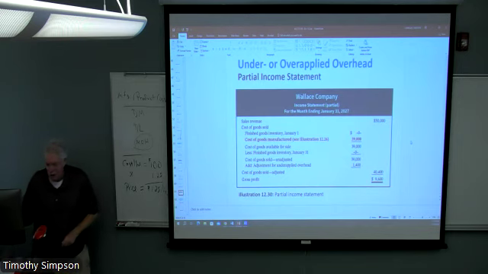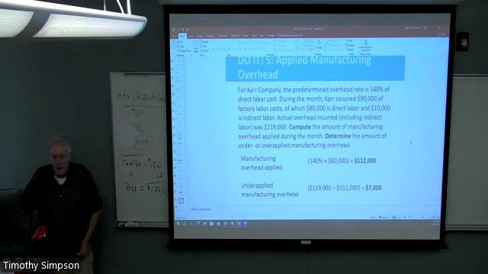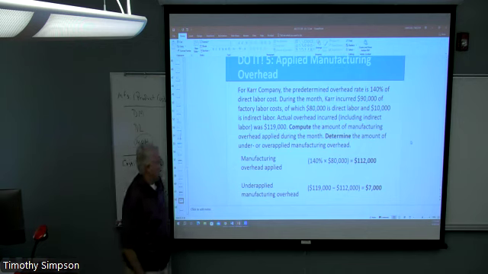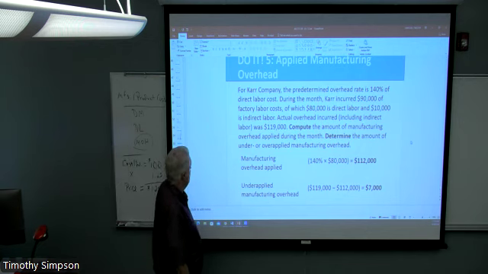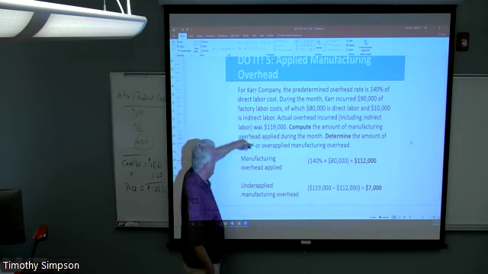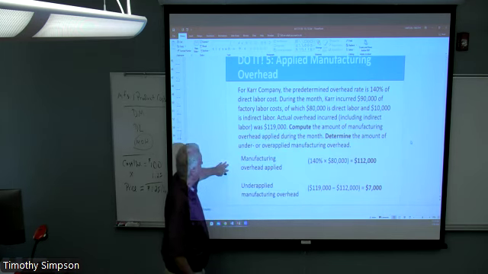Okay. All right, and I think there's only one other example here in the text, and that is applied overhead. So for the car company, the predetermined overhead rate is 140% of direct labor. Where did they get that number? Well, they choose the driver, then they determine what the overhead is going to be based upon their reasonable estimate. So they incur 90,000 of factory labor, of which 80,000 is direct labor. Direct labor, again, being the activity base or the driver. And so 140% of 80 is going to be 112. That's going to be the amount that's going to be applied, right?